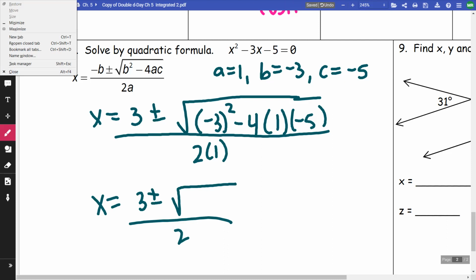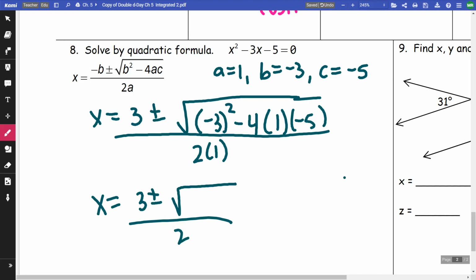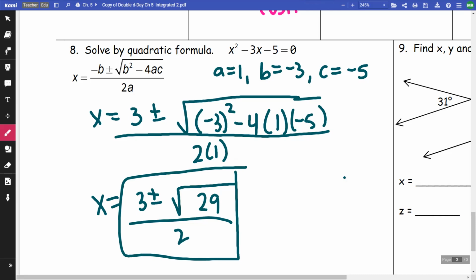I am going to put that into my calculator. And what I'm doing is just doing what's underneath. And I end up with 9 plus 20, which is a 29. And that's my answer.